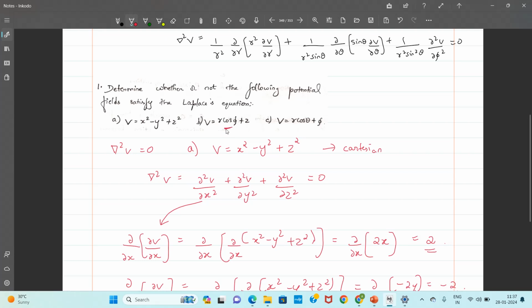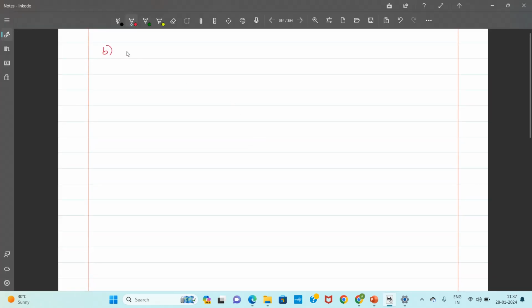So let us take the second equation, that is v is equal to r cos phi plus z. Okay, so the second question is v is equal to r cos phi plus z. So here the coordinates are r, phi and z, which means this is in cylindrical system.